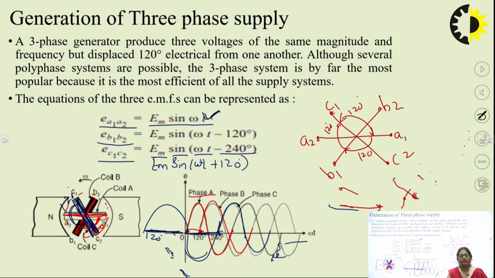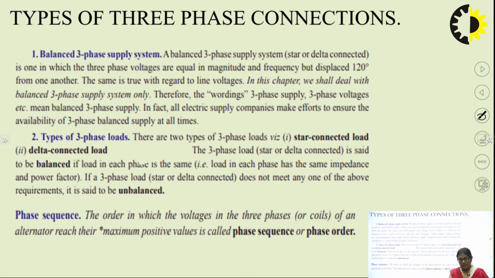What are the possible ways in which these 6 terminals can be connected to form a 3-phase system, with 3 or 4 terminals being taken out? We have seen that in the first unit as well. The connections can be either a delta connected system or a star connected system, right?